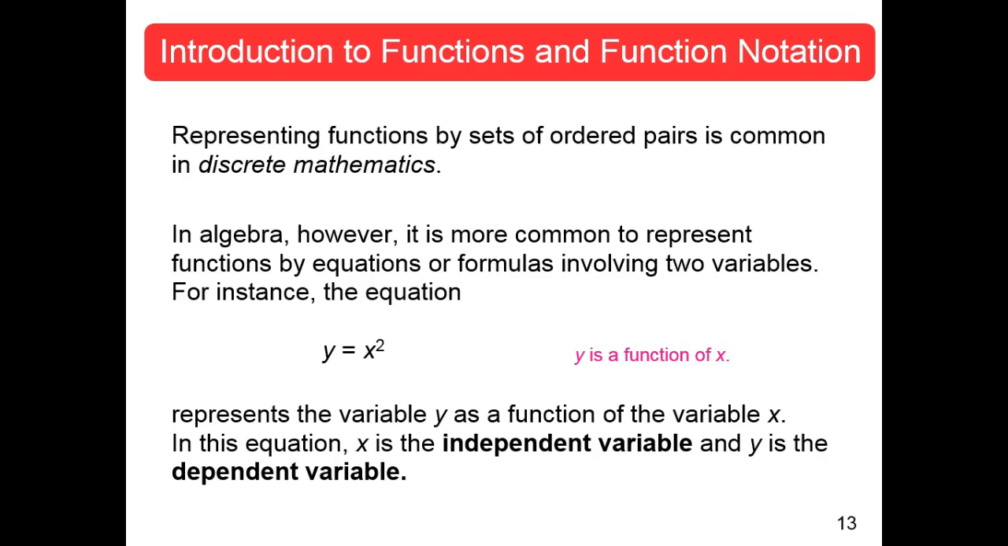Representing functions by sets of ordered pairs is common in what we call discrete mathematics. That means there's just a fixed number of ordered pairs. It may be 3 million, but there's only a fixed number. That's discrete mathematics. So for any input, you can list the output. Might take you a while. But in algebra, quite often, we have data that come in a continuous set. Now, everything we've talked about so far has been discrete. This would be one that would be continuous.